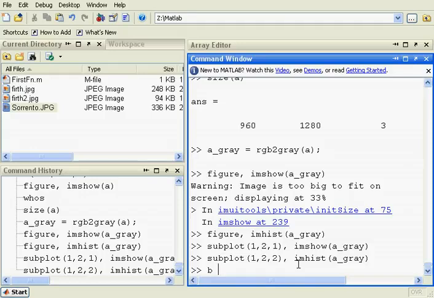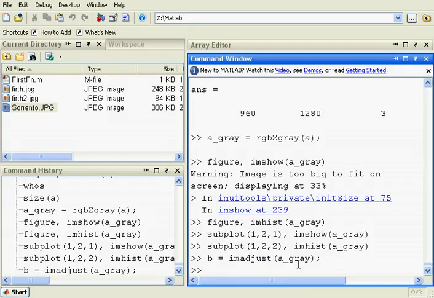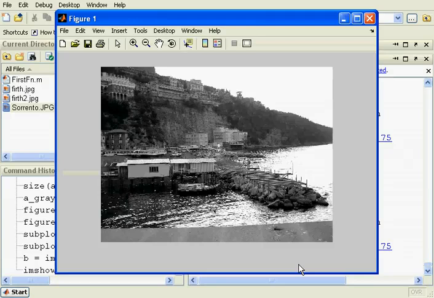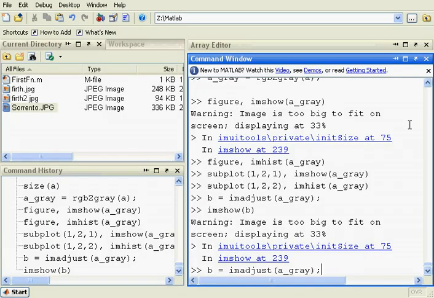So if I say B equals imadjust, semicolon. Now let's look at the two histograms. Well, let's look at that image now. So that's it. To the naked eye, nothing much might have happened. It might look the same. Let's put the two histograms up side by side. So we're going to put that first.